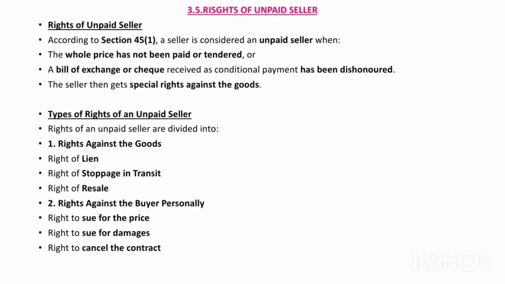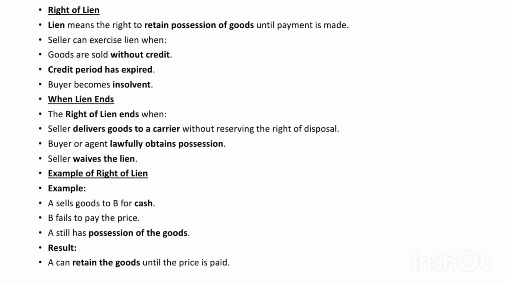So these three rights exist only when the seller still has some control over the goods. The second major one is rights against the buyer personally. Here he has the right to sue for the price, to sue for damages, and to cancel the contract. Now the next type of right is the right of lien. Lien means the right to retain possession of goods until payment is made.